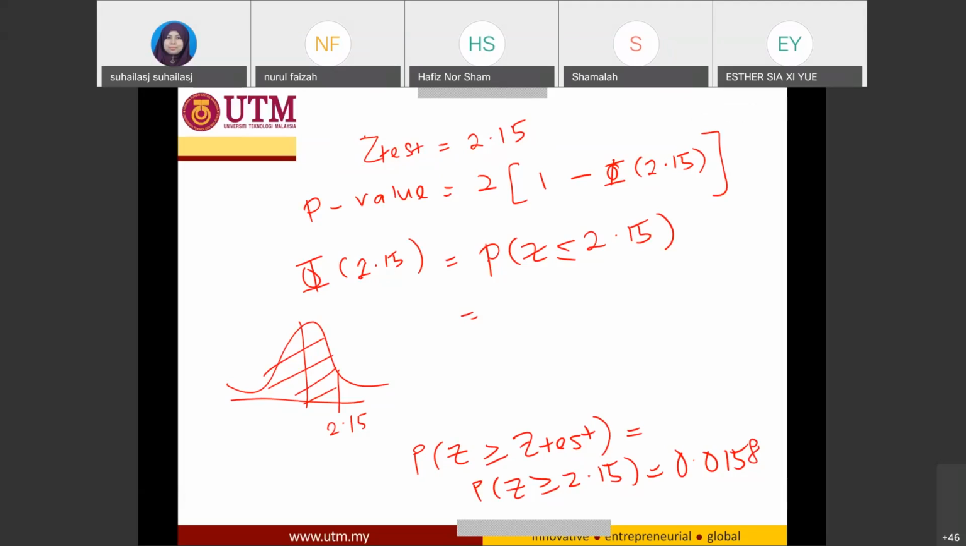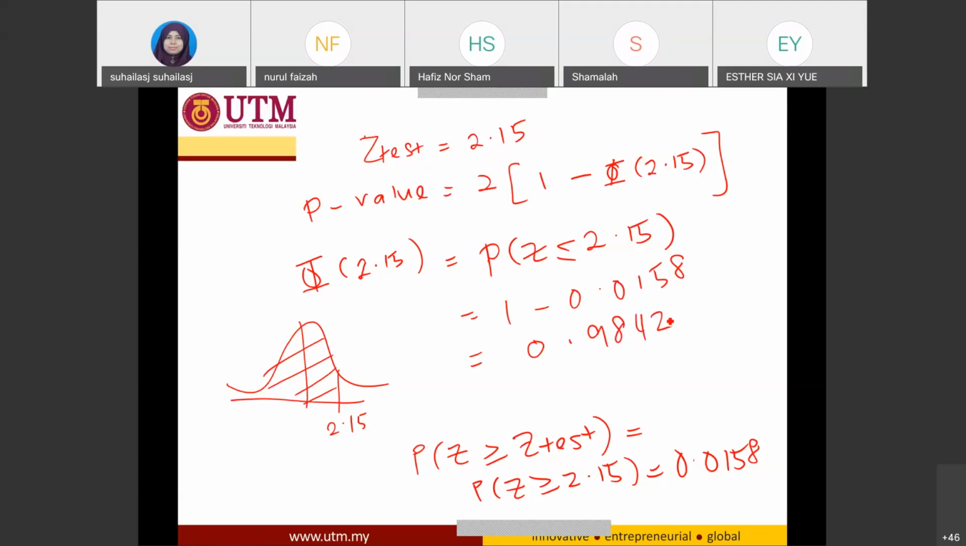So that means we need to find the probability Z less than or equal to 2.15. That means you have 1 minus 0.0158. So 1 minus 0.0158, you will get 0.9842.